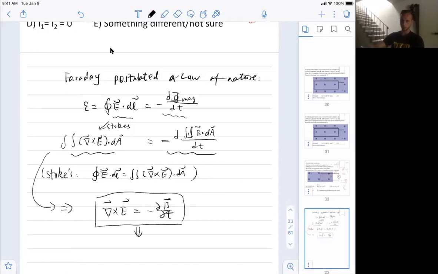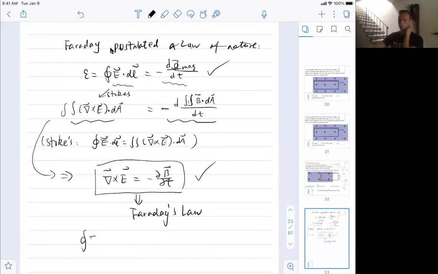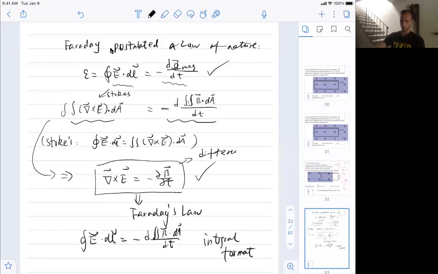So this is Faraday's law. You can write Faraday's law in an integral format, in this case, or you can write it in a differential format, which is like this. In the integral format, you represent the change in flux using the change of the integral of B dot dA. So this is your integral format. This is your differential format. Both of these are Faraday's law.